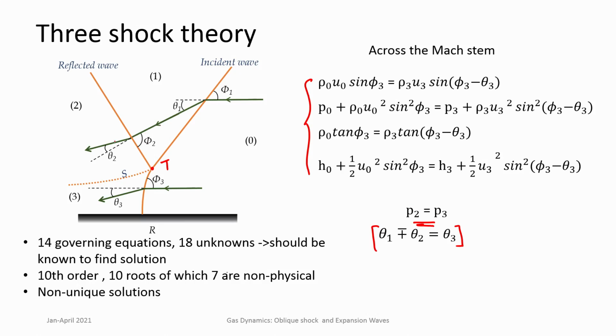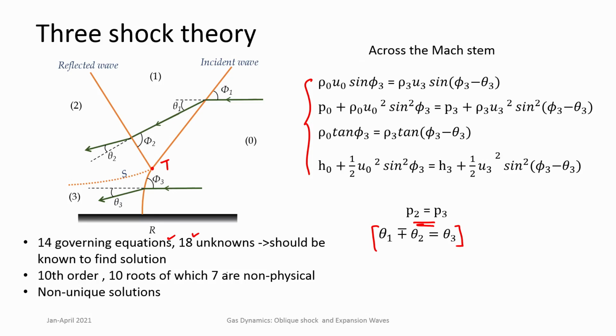Then you can apply the boundary condition here that the flow should be parallel. It depends on how the angles are deflected. You can have either theta 1 minus theta 2 or theta 1 plus theta 2 equal to theta 3. So, these conditions can be given. Again the number of equations is large, you have 14 equations and 18 unknowns, and again this is a case of non-unique solutions. This is how to do it analytically.